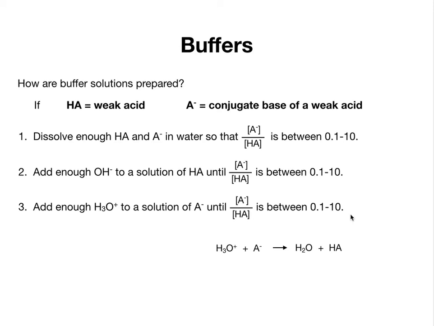That's possible. So the most direct way of making a buffer is number 1. That seems the most obvious, doesn't it? But we can also make buffers by adding a strong base to a solution of a weak acid, or by adding a strong acid to a solution of an anion that is the conjugate base of a weak acid. We're going to explore these in just a few moments.